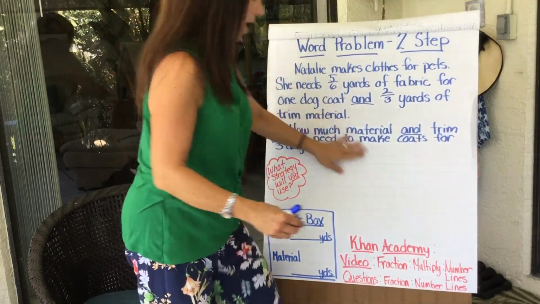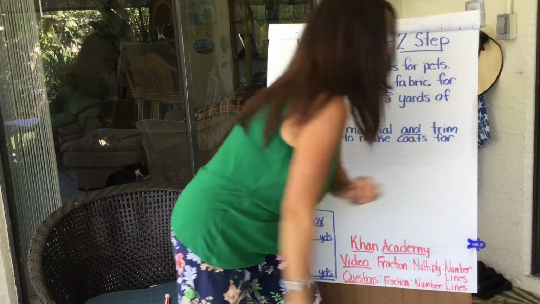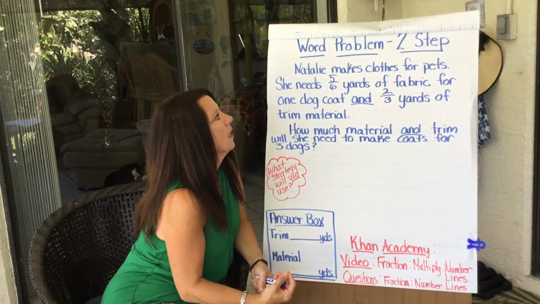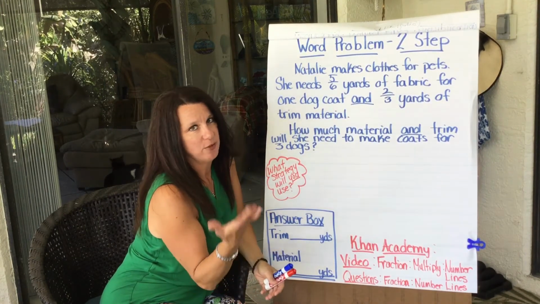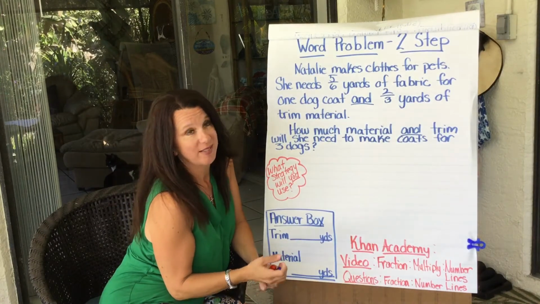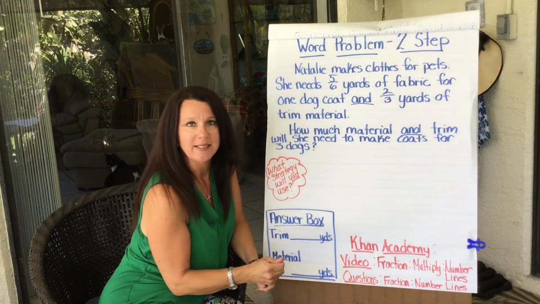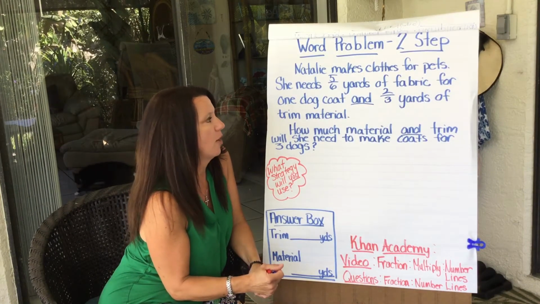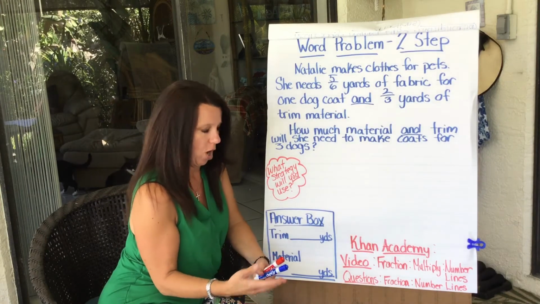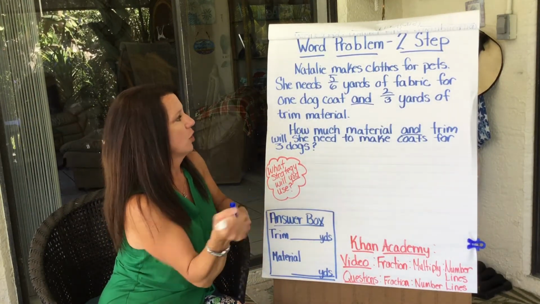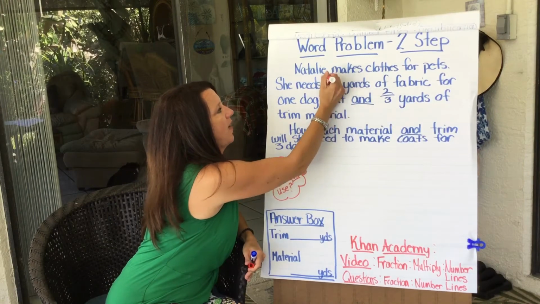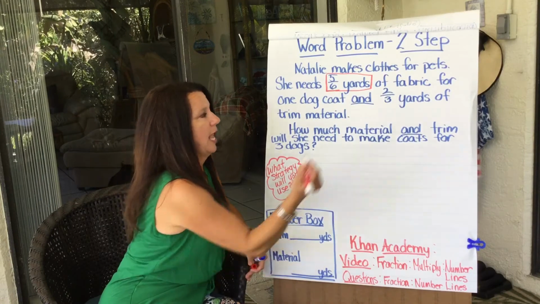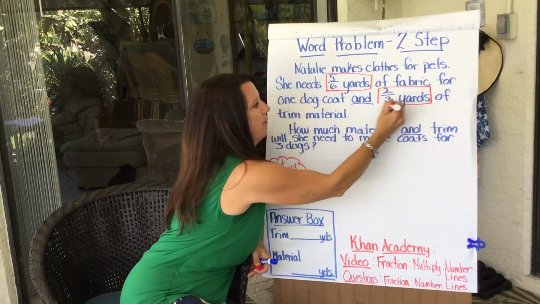So we have a word problem here. Okay, it's a 2-step word problem. So, Natalie, hello Natalie, I'm trying to use all of your names throughout our math classes. Natalie makes clothes for pets. She needs 5/6 yards of fabric for 1 dog coat and 2/3 yards of trim material. So she's going to make a coat for a dog. And for each coat, she needs 5/6 yards of fabric for the coat. And then she needs 2/3 yards of trim material.